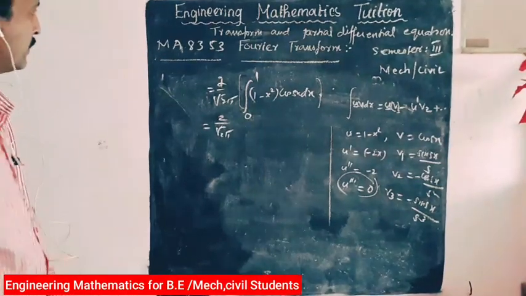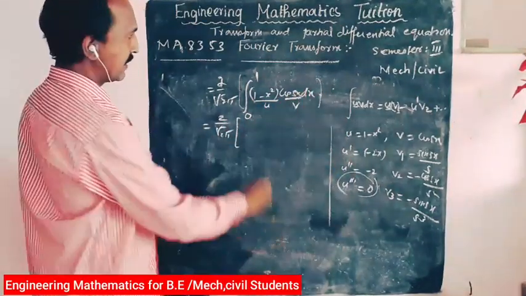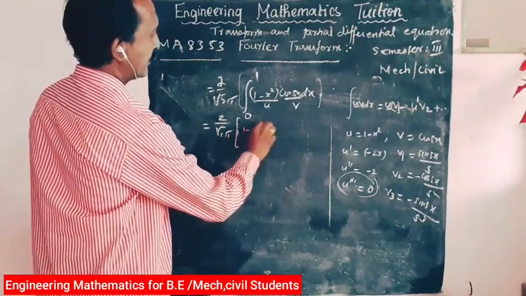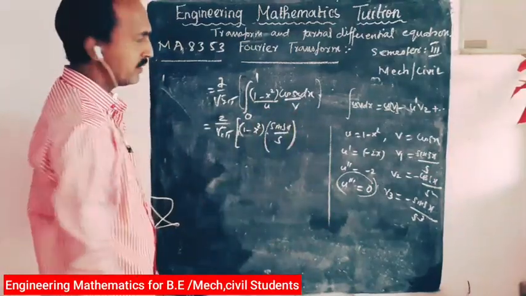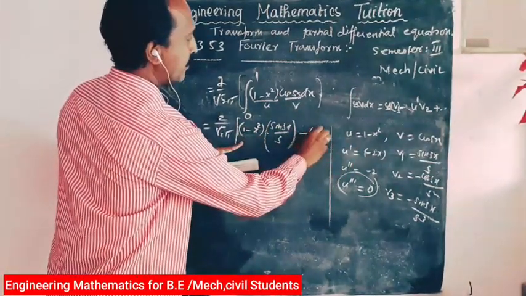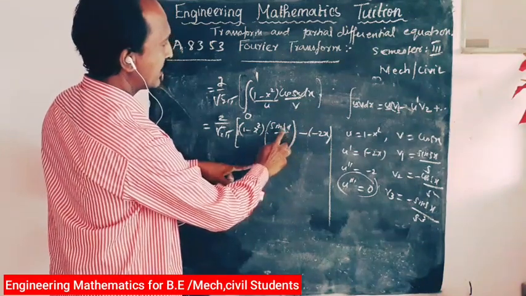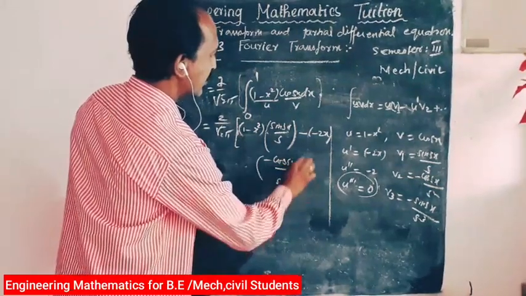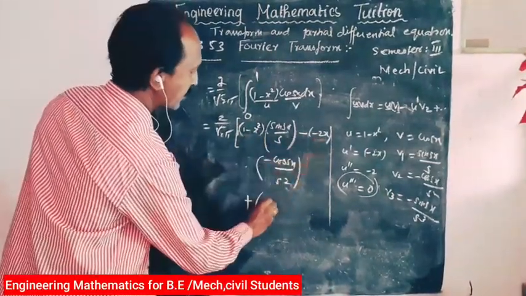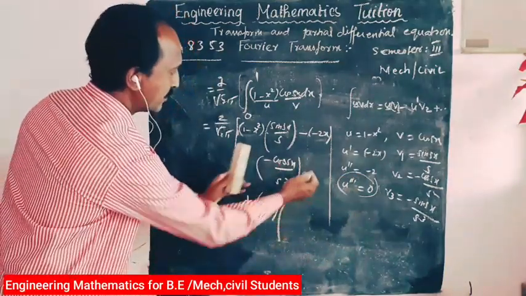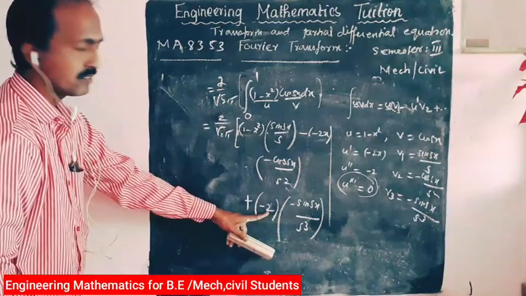Now we apply Bernoulli's extension formula: 2 by root of 2 pi into, u is 1 minus x squared and v is cos sx. So u v1 is (1 minus x squared) sin sx by s, minus u dash, that is minus 2x, into the integral of the second term, that is minus cos sx by s squared, then plus the derivative minus 2 into the integral of that term, minus sin sx by s cube. The next term is automatically 0, since the derivative of the bracket is 0.